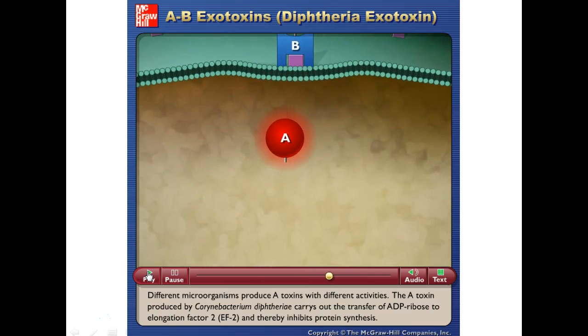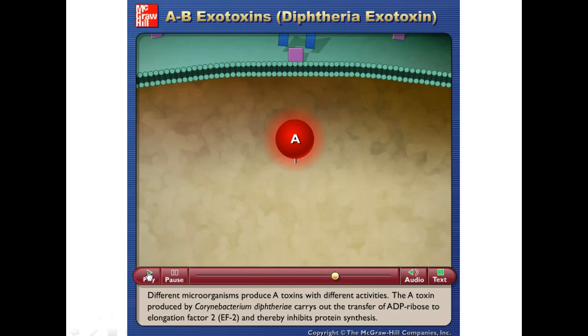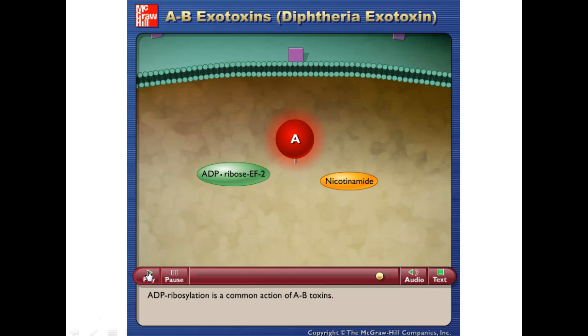Different microorganisms produce A toxins with different activities. The A toxin produced by Corynebacterium diphtheriae carries out the transfer of ADP ribose to elongation factor 2, EF2, and thereby inhibits protein synthesis. ADP ribosylation is a common action of AB toxins.